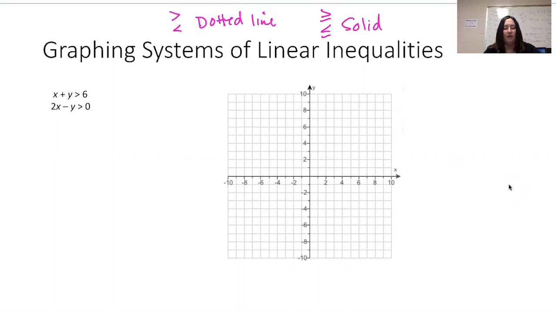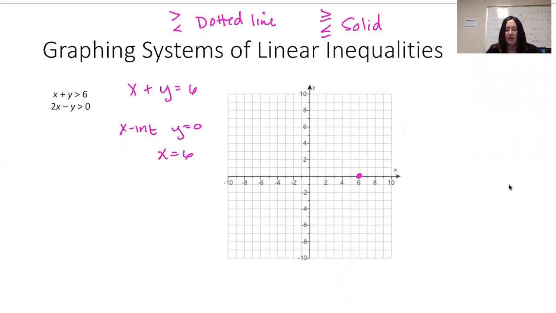Now, when we graph them, you can solve for y and graph it with the slope and the y-intercept, or you can graph using intercepts. And that's what I'm going to do. I'm going to have x plus y equals 6. So if I want my x-intercept, remember that means your y value is 0. So then I get x is 6. So at (6, 0), I would have a point.